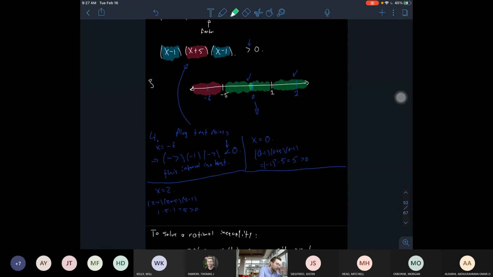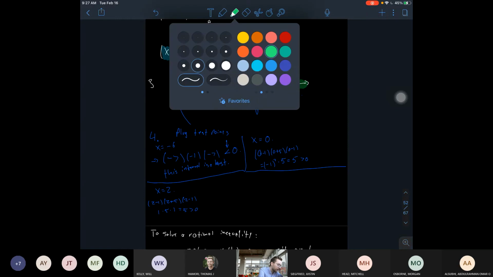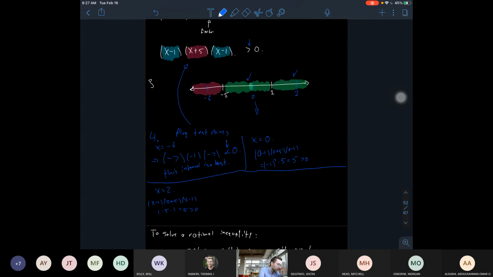So we've plugged in our test points. And now the last thing we really need to determine is whether or not we should include our actual zeros. Remember the zeros, the things that make this left-hand side 0, we would then get 0 is larger than 0, which is not true. So we're going to have open dots.